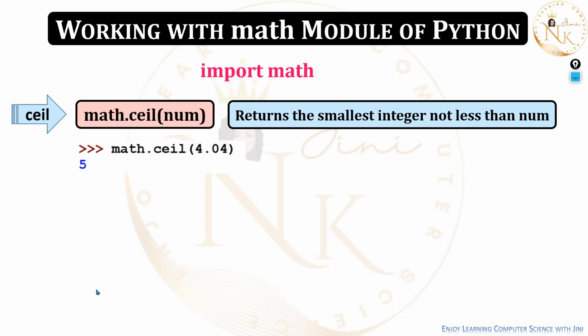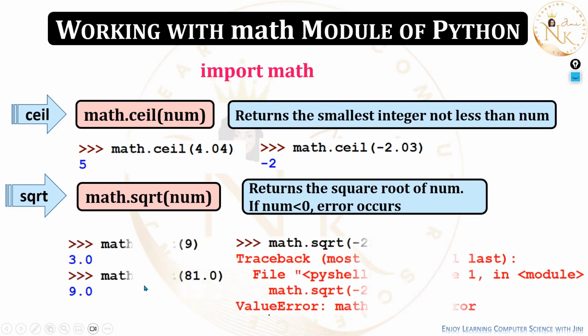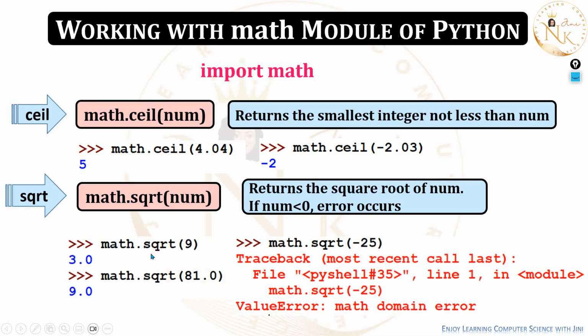So 4.04 you can see here. What is the next highest number? It is 5. And ceil of minus 2.03, it is minus 2. Now square root, SQRT. It returns the square root of a number. If you are giving a number which is less than 0, error occurs. You can see here math dot SQRT of 9. What is the square root of 9? 3. You are getting the output in float.